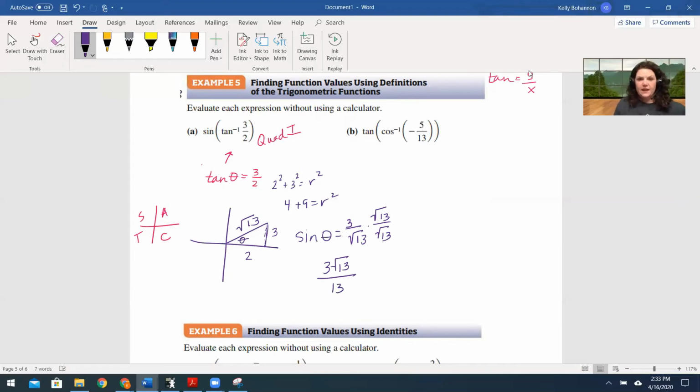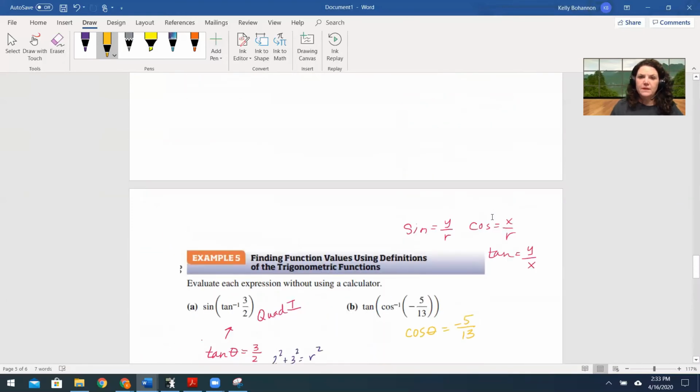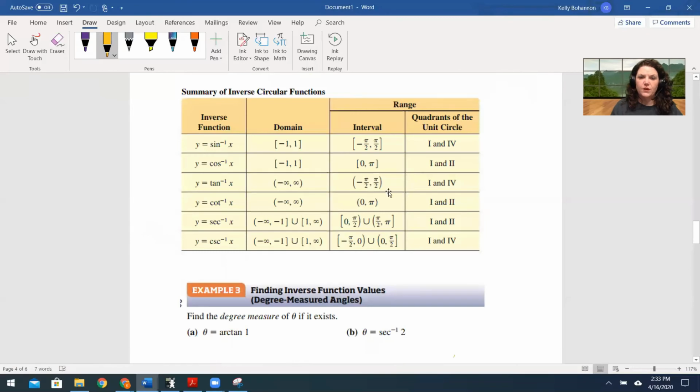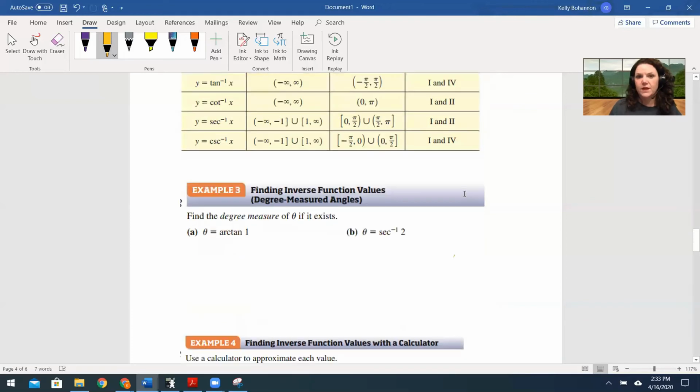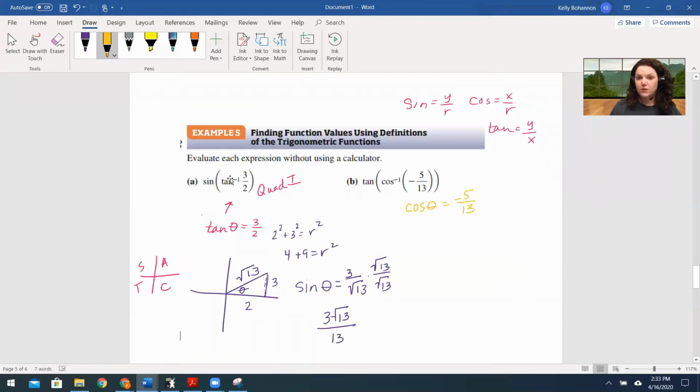All right, and then we're going to do a similar thing for this next one. Let me switch colors here. This is actually telling me that cosine of theta is equal to negative 5/13. So scrolling back up, let's look at where arccosine is, in quadrants 1 and 2. Well, everything's positive in quadrant 1, and this value is negative. So I have to be in quadrant 2, so I can set up my drawing in quadrant 2.